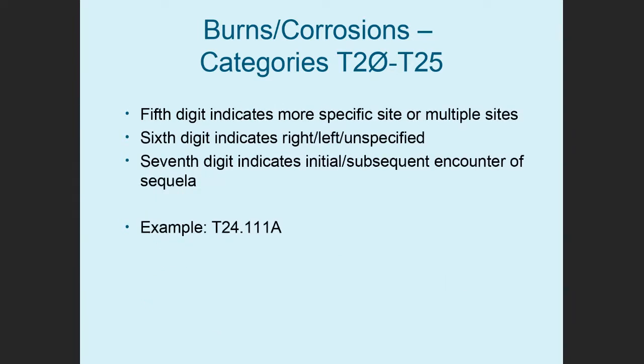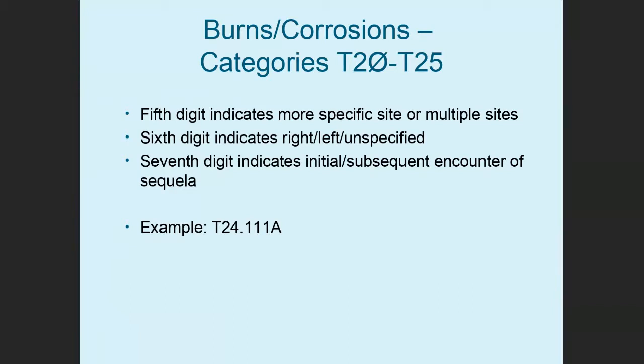The 5th character indicates the more specific site or multiple burns. The 6th character indicates right, left, or unspecified. The 7th character indicates initial encounter, subsequent encounter, or sequelae.